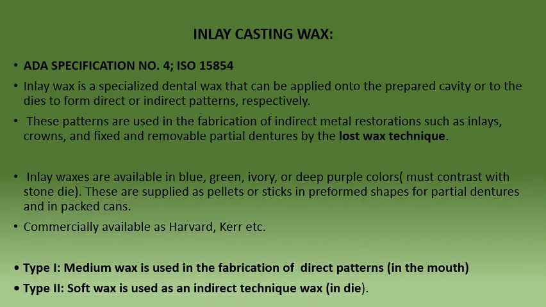If it is flowing like anything, it will go and flow everywhere inside your mouth, right? So to avoid this, you basically use a medium wax. Whereas in type 2, you use it for an indirect preparation method. Like what is indirect? You take an impression and you pour the cast, and you will do the wax pattern on the die that you have got.